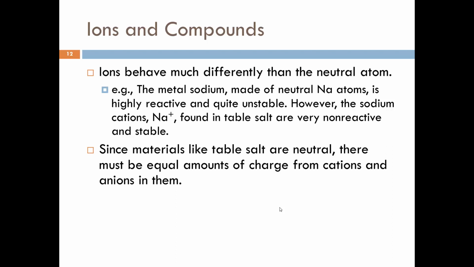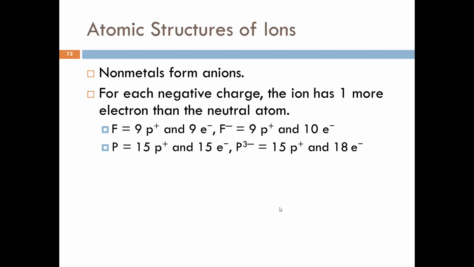Since materials like table salt are neutral, there must be equal amounts of charge from the cations and the anions in them. Nonmetals typically form anions, meaning that they usually become negative. For each negative charge, the ion has one more electron than the neutral atom. For instance, fluorine, neutral, has 9 protons and 9 electrons. If we add an electron, we now have 9 protons and 10 electrons. That's giving us a -1 charge.